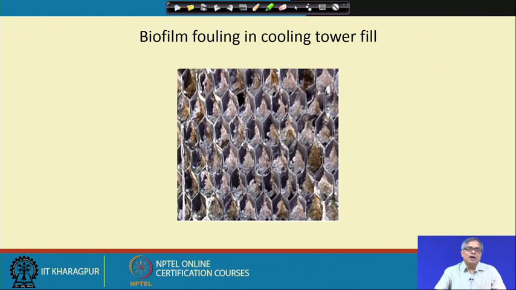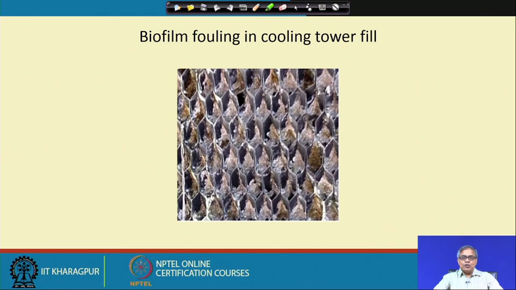This is biofilm fouling in cooling tower film. In a cooling tower, as we know, there is direct contact heat transfer between hot water from the plant and the cold ambient air. This is in the open atmosphere, and there are fill or heat transfer surfaces which support a water film, where the velocity is relatively low.